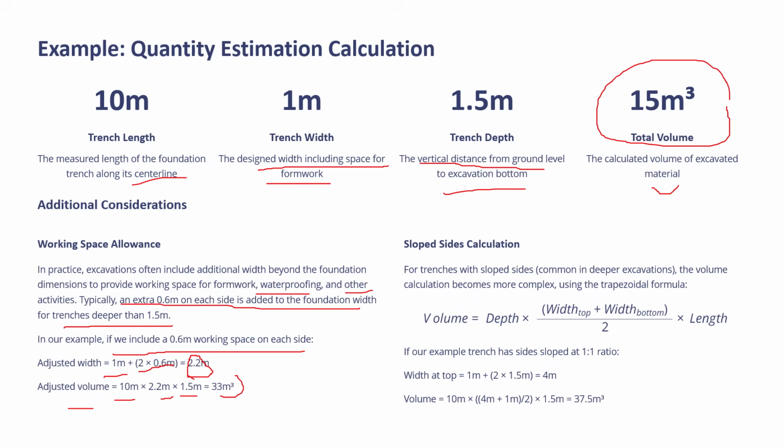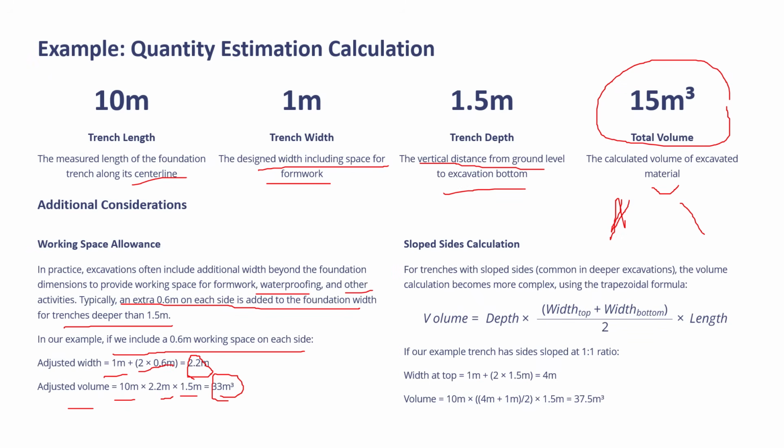Of actual calculated adjusted volume will be 33 cubic meter, which was 15 cubic meter if we do not take into consideration the working space. And then in case of side slope calculation, if the excavation is not at rectangle 90 degree, it is on a slope, then what we do for trenches with side slopes common in deeper excavation, the volume calculation becomes more complex.